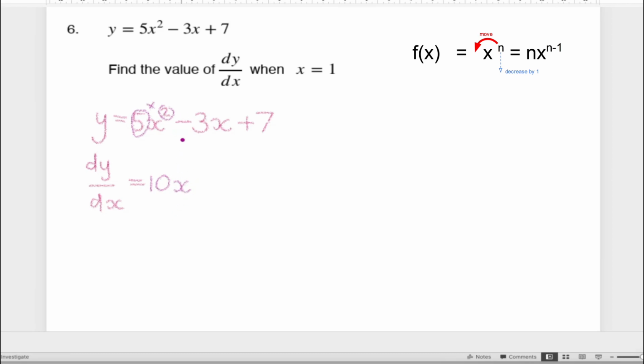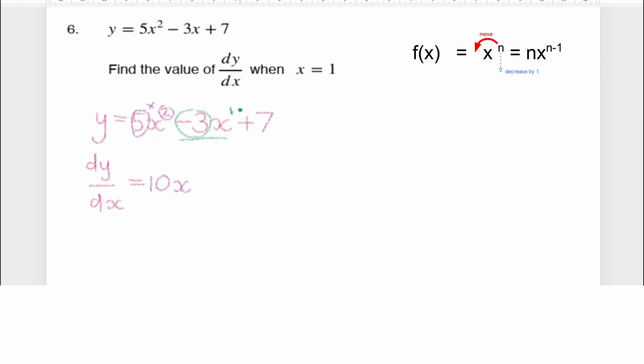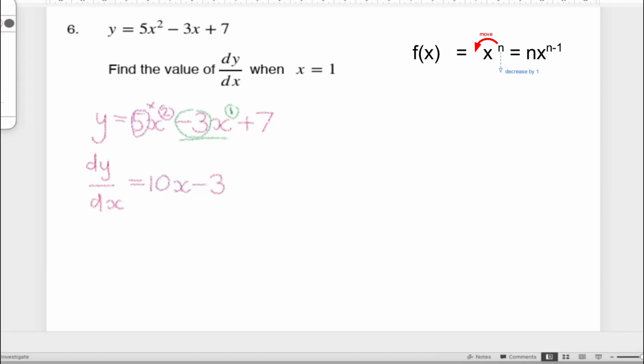Let's move on to the second term. Here we have minus 3x. Remember I have a little 1 here, even though we don't write it. That is the power, the exponent of x. What is negative 3 multiplied by 1? Negative 3 multiplied by 1 is equal to negative 3. Then I have to reduce the power by 1. 1 minus 1 is equal to 0, and anything to the power of 0 is equal to 1. So there is a 1 over here, but obviously we don't write it, so I'm just going to erase it out.